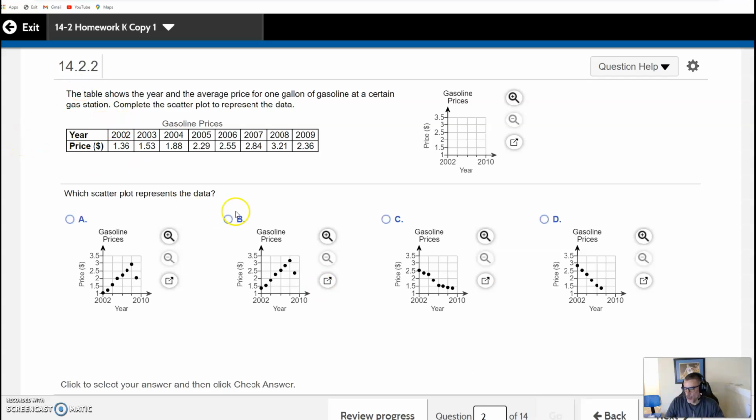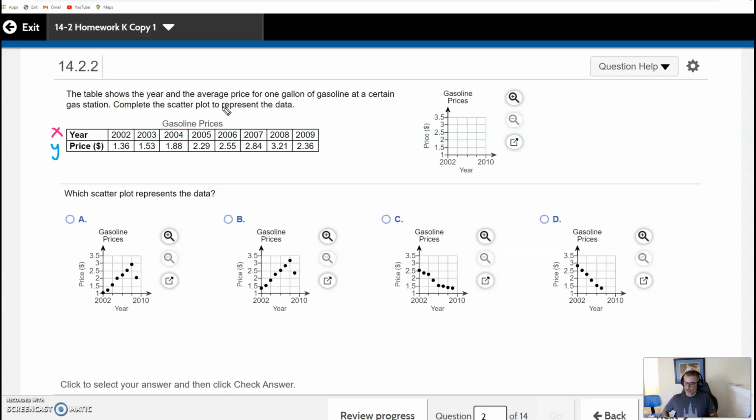And let's recall that the top is always going to be our X values, and the bottom row is always going to be our Y values. And it says the table shows the year and the average price for 1 gallon of gasoline at a certain gas station. Complete the scatter plot to represent the data.